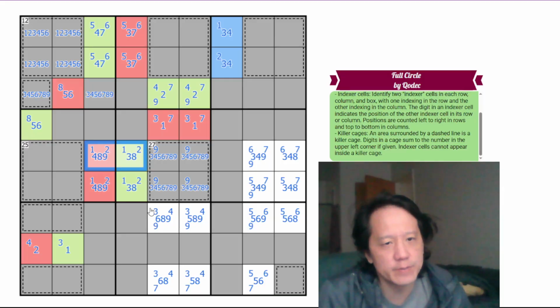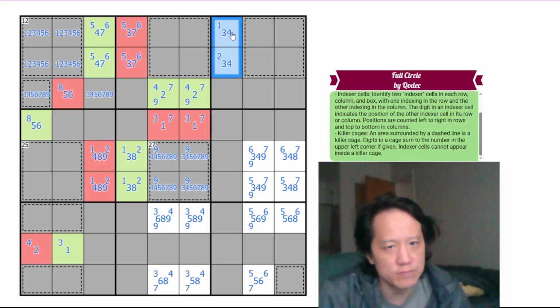You could have the same here because it's red and green. But you cannot have two here. We're guaranteed that both of these are indexes.